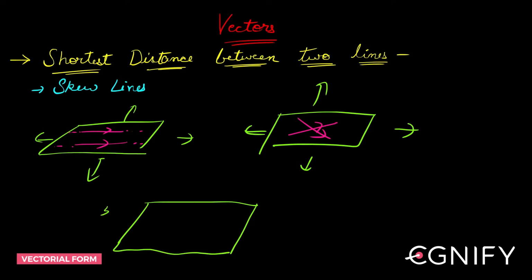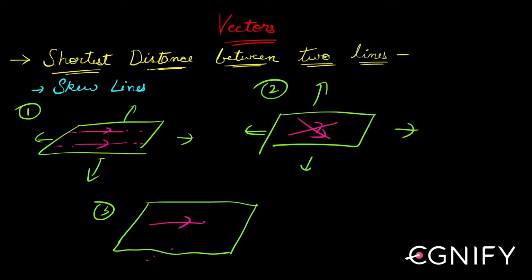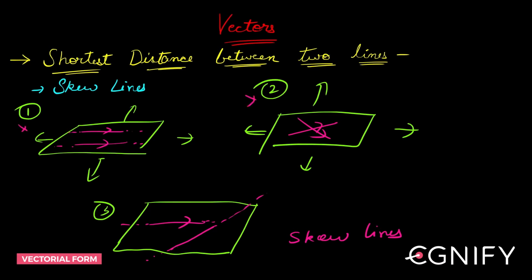So you might have this third case, which is neither the first case nor the second case. In this case, you might have one line which is in the plane and another line which is going away from the plane. This third case is known as skew lines. So lines which are neither parallel nor intersecting are called skew lines.